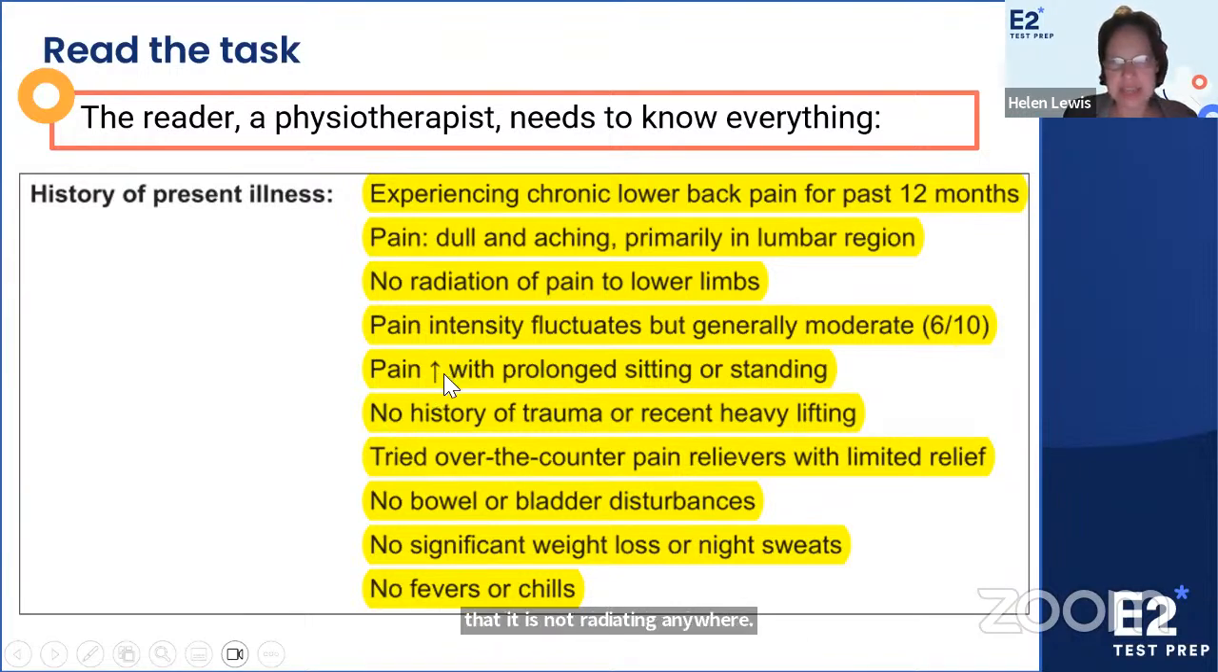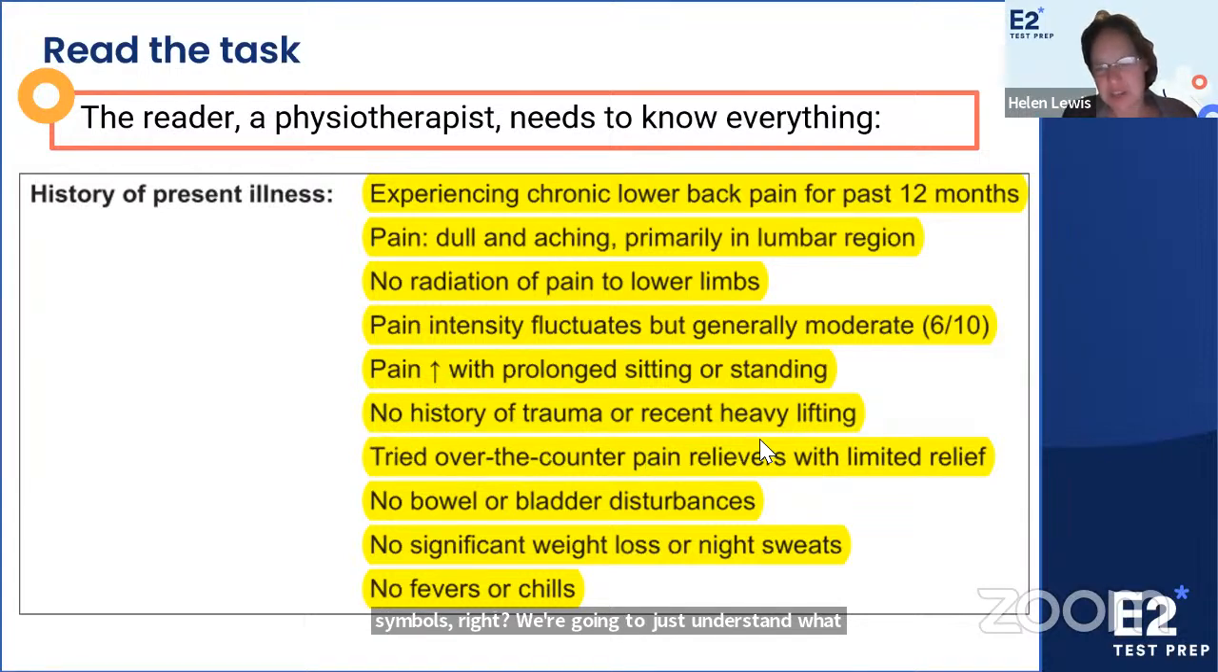And what about this arrow here? An arrow pointing upwards after the word pain and the words with prolonged sitting or standing. What does that arrow mean there? Yeah, well done, Janina. Yeah, it shows an increase, right? So this is the shorthand for increase. But of course, we're not going to write symbols, right? We're going to just understand what that means and put it into words.